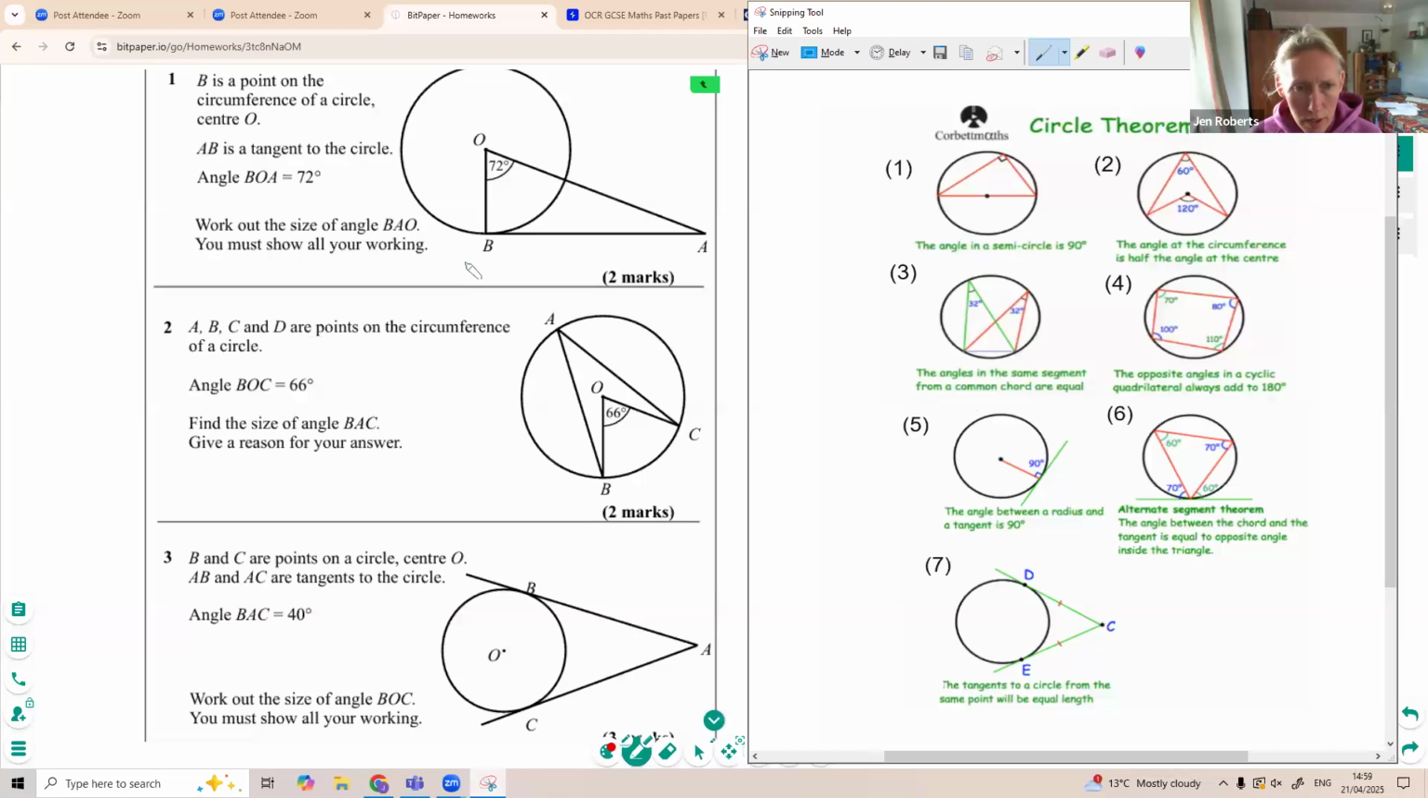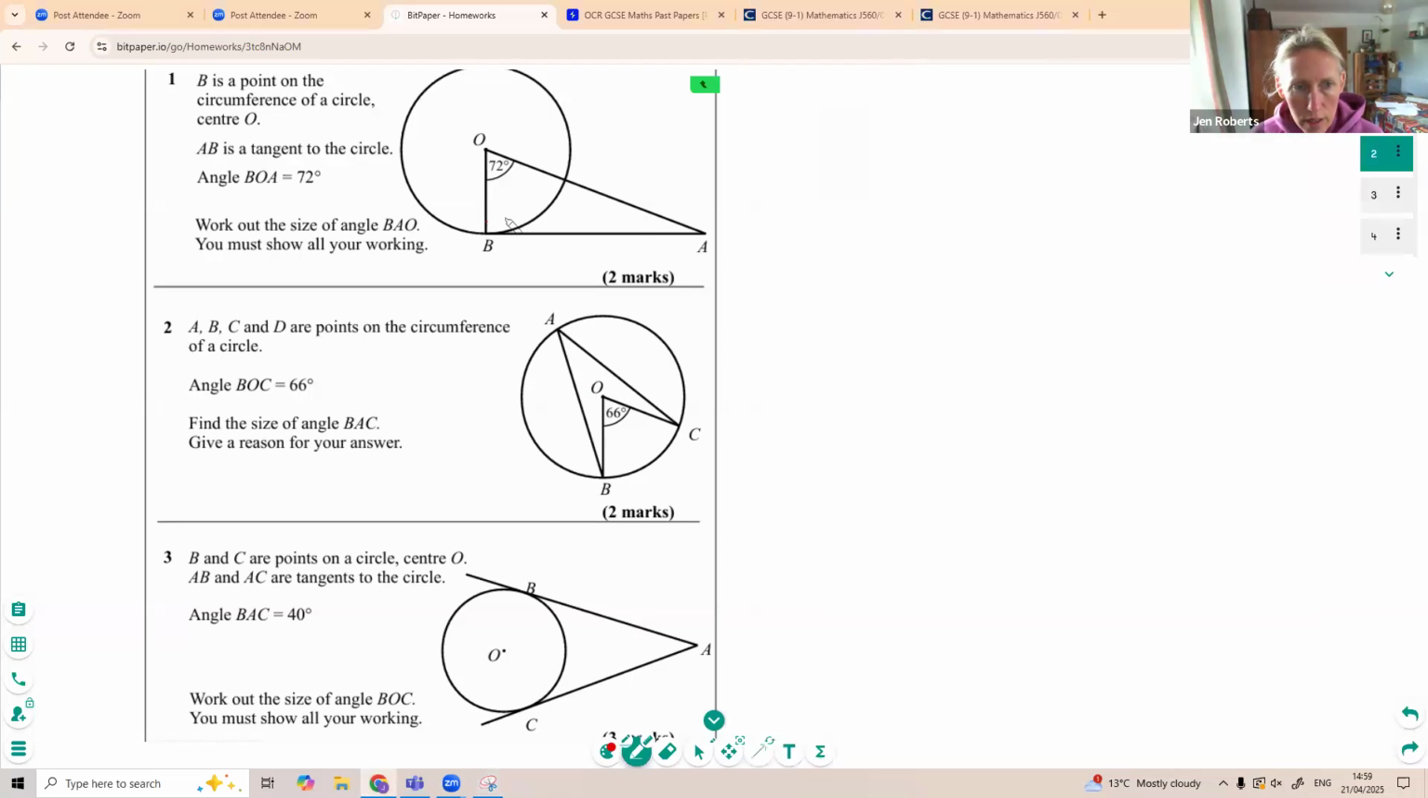You should notice we've got a tangent. When I've got a tangent, I look straight to my tangent theorems, 5, 6, and 7. We've got a radius touching a tangent, so I know this is 90 degrees. It asks for your working out. How do I get this angle here? Well, it's just 180, take off 90, take off 72, which would give an answer of 18.